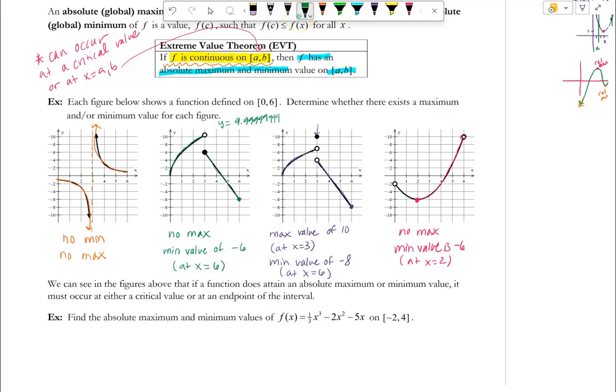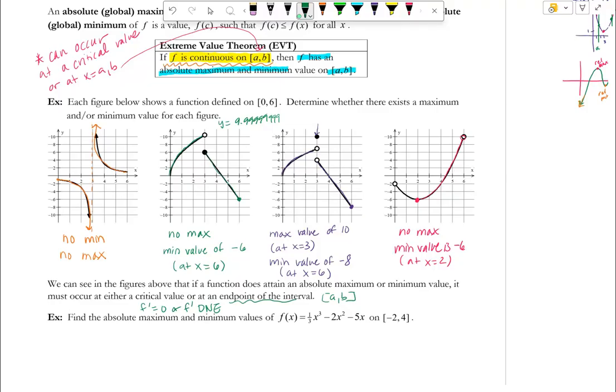So again, a critical value is where our derivative is 0 or our derivative does not exist, it's non-existent, or at an endpoint of the interval. So if I'm looking at the closed interval from a to b, at either x equals a or x equals b, that's where our mins and maxes will always occur.